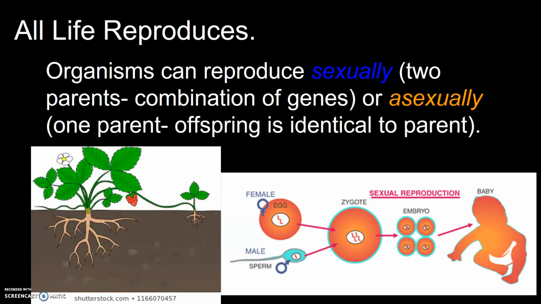Next, all life reproduces. And there are two main forms of reproduction that I want us to think about. One is sexual reproduction that includes two parents and a combination of genes from both of those parents. So sexual reproduction is how humans reproduce. You are a combination of the genes from your mom and dad, roughly about 50% from each. The second way an organism can reproduce is asexually, which means that there is only one parent. In cases of asexual reproduction, the offspring is identical to the parent.